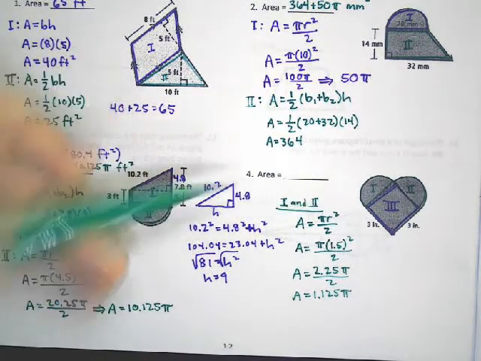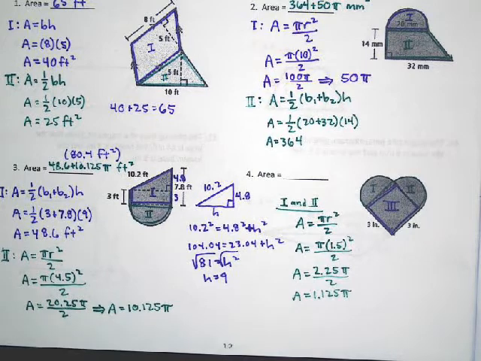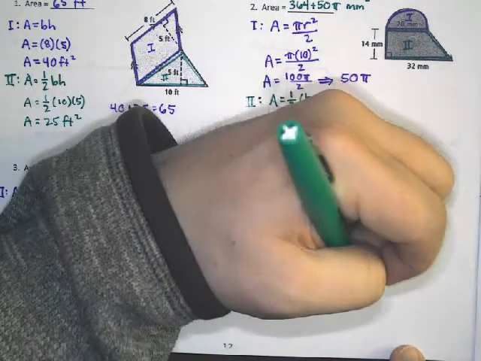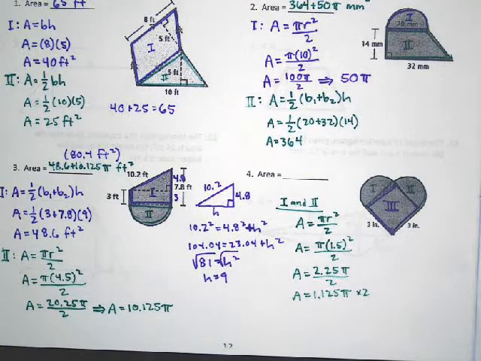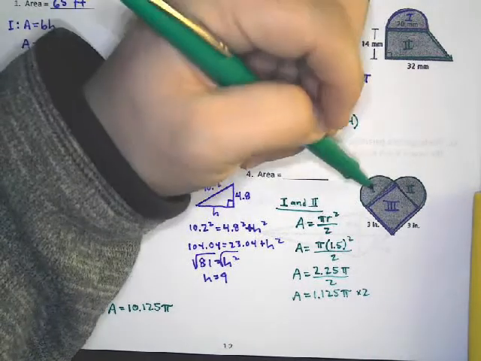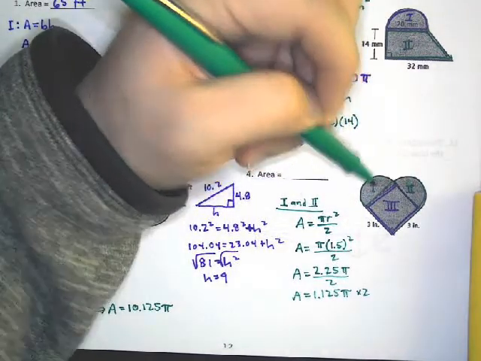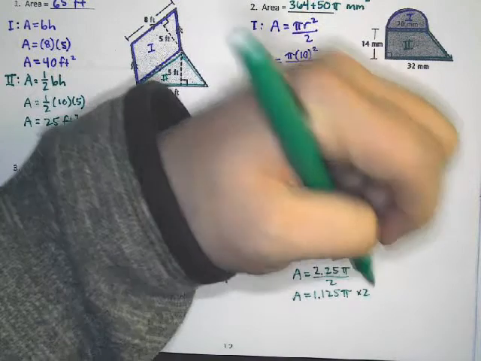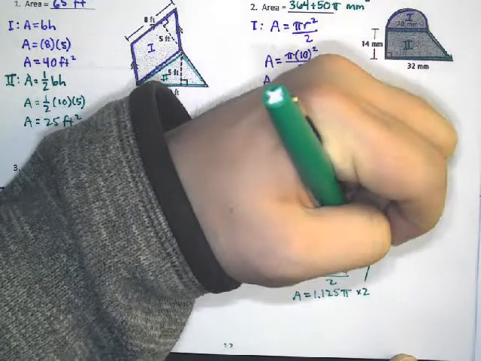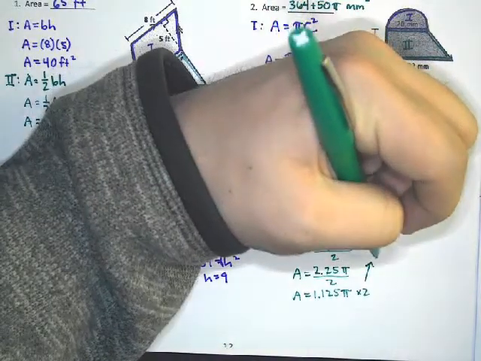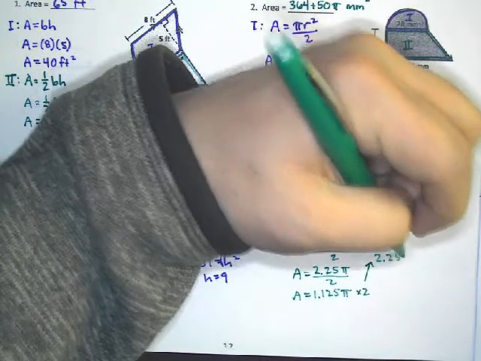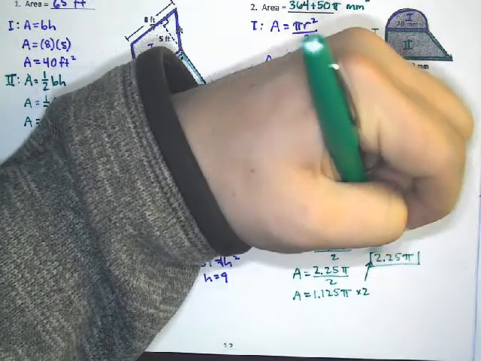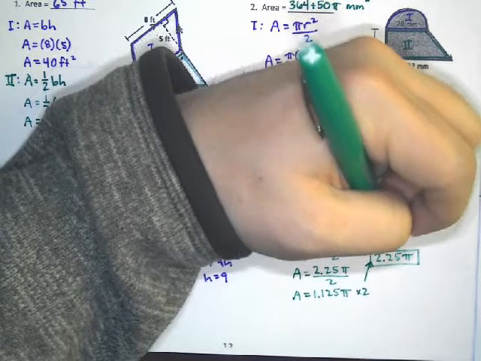What am I going to do if I want to get the total area of 1 and 2? Well, all I'm going to do is multiply by 2 again. All right, so it turns out that if you just kind of connect these, you can almost treat it as a full circle. If you have 2 semicircles, you can treat it as a full circle. So when I multiply by 2, I actually go back to 2.25 pi. All right, now that is for both semicircles.